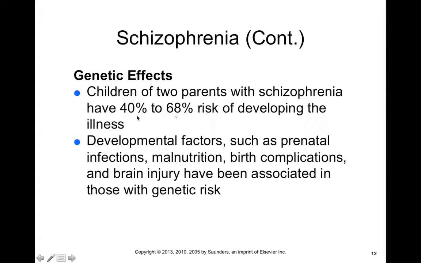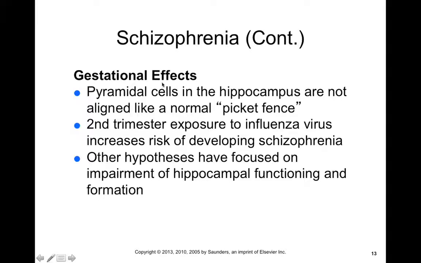So what we understand then is that there are probably environmental triggers as well, and some of these appear to be developmental, like prenatal infections. There's actually some evidence that prenatal influenza puts you at risk for schizophrenia. So if your mother was sick with the flu while she was pregnant with you, then you're more likely to develop schizophrenia versus the rest of the population. It can also correlate with things like malnutrition, other birth complications, and brain injury, and these seem to increase the risk as well.